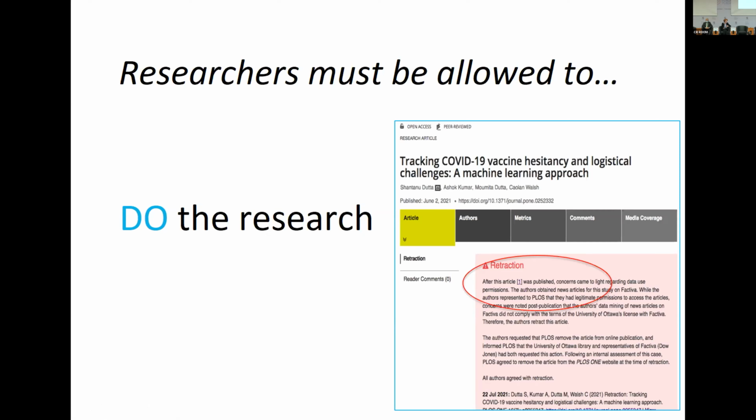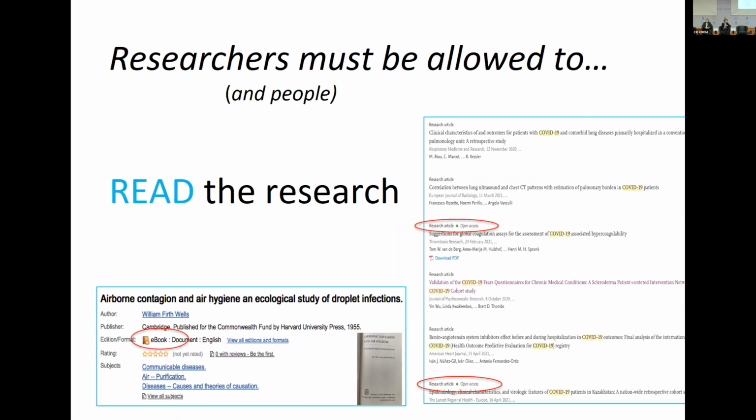And it was described by the researchers as a very unfortunate event. So there was no malintent intended in this breach of the license conditions, but that's the point. In the middle of a pandemic, we need to support researchers who are doing text and data mining without legal uncertainty or roadblocks. The second issue that I would highlight is that researchers and people, that's us, the general public, must be allowed to read the research.